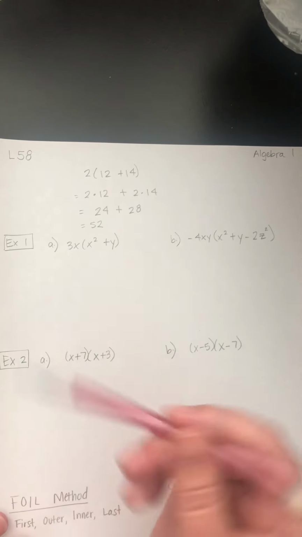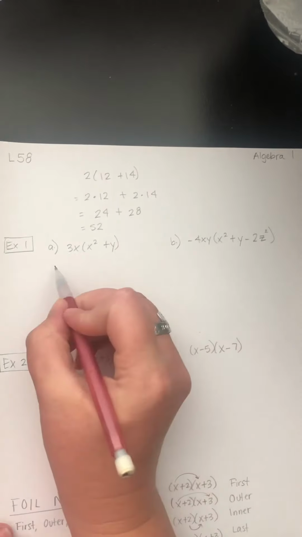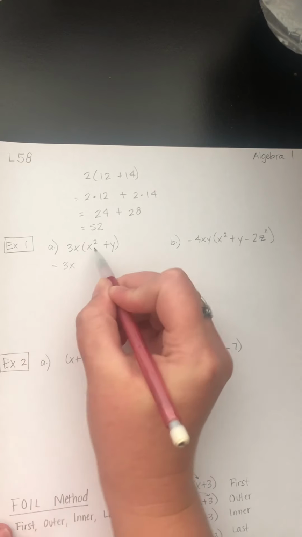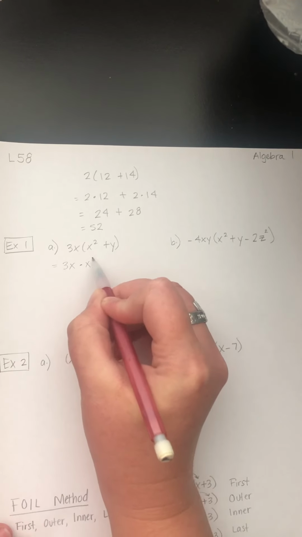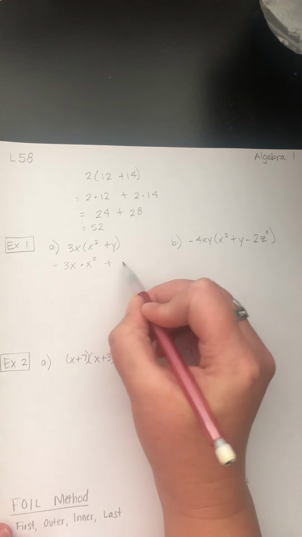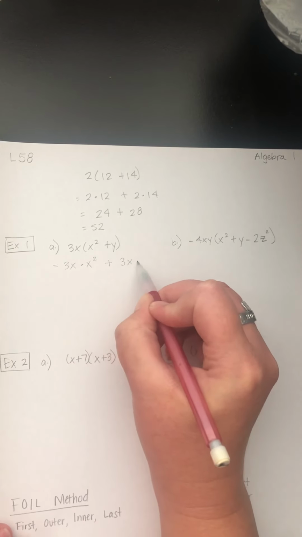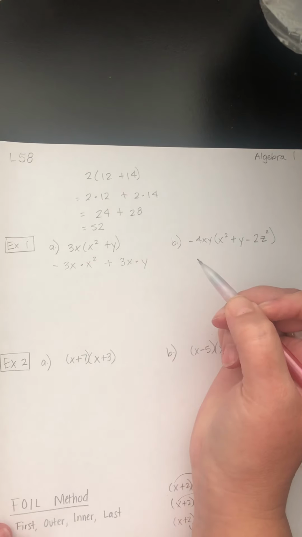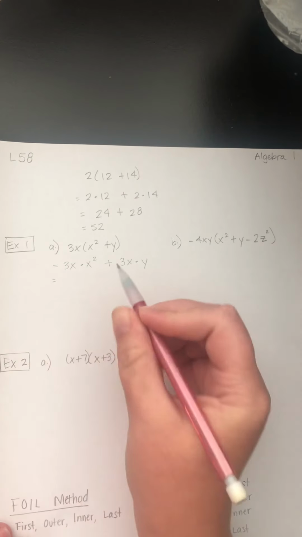There's two terms here. So the way we solve it is we do 3x times our first term, which is x squared. Don't forget your plus sign. Then we're going to do 3x times our next term, which is y. And then we just solve it.